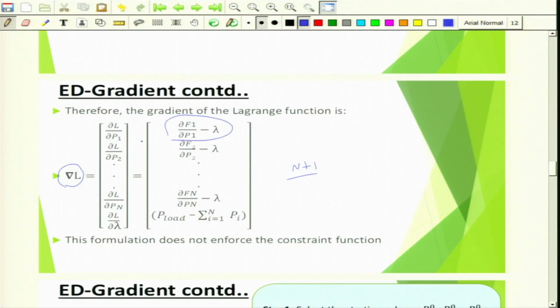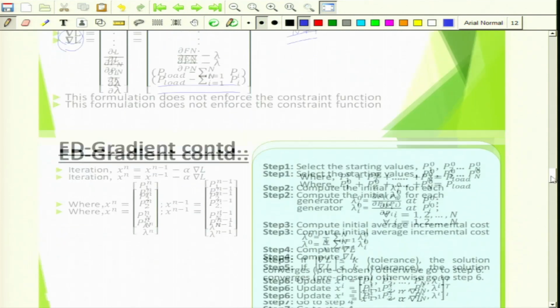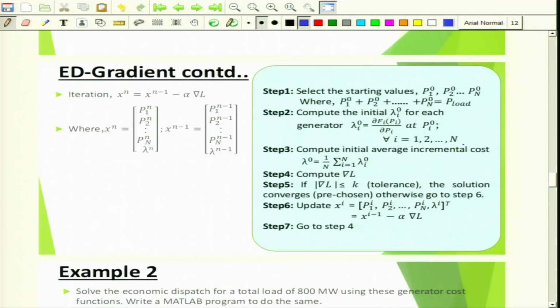If you take the partial derivative of the Lagrangian function, you will get dou F1 by dou P1 minus lambda for dou L by dou P1. Similarly for the other generators also. Ultimately dou L by dou lambda is nothing but P load minus the summation of i equal to 1 to n of Pi. Now you have the gradient function. Now I will explain the steps of how we can solve this problem with the gradient approach.